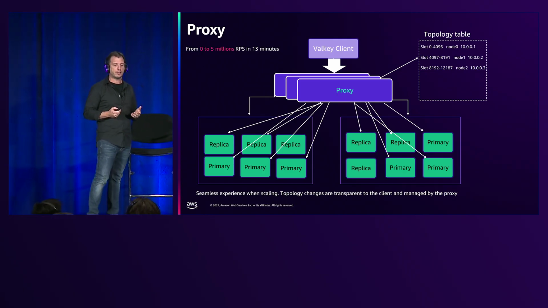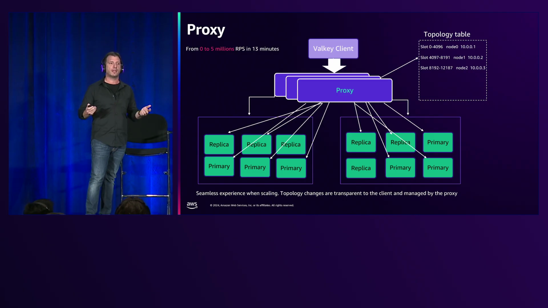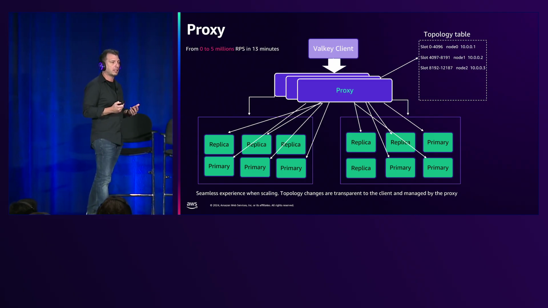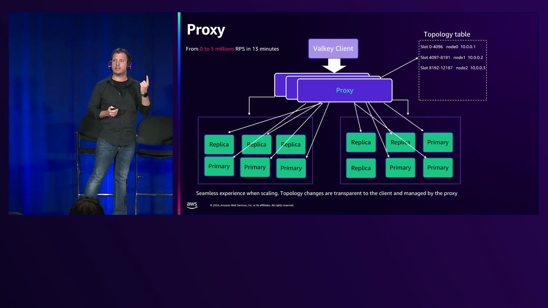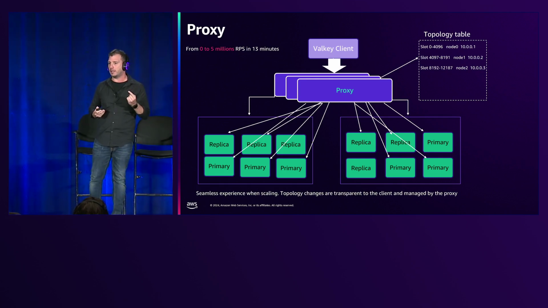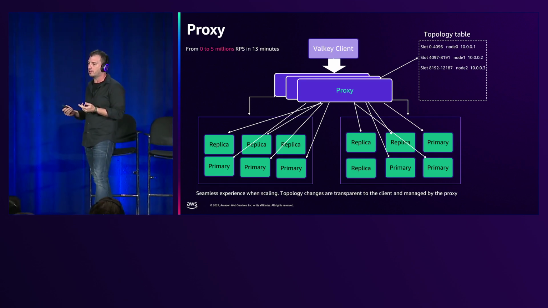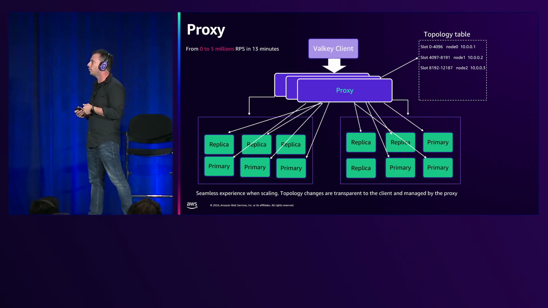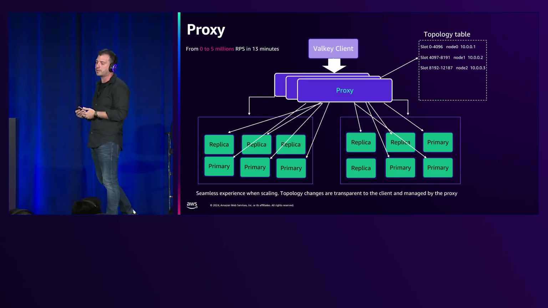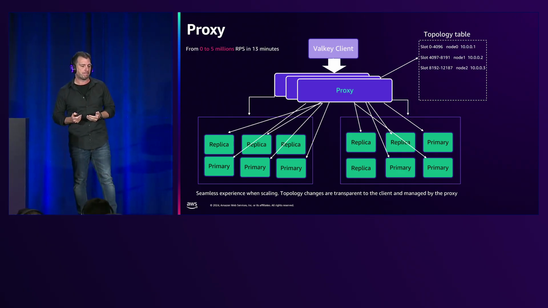So the proxy, with all this technology, allows us to support a huge scale of hundreds of connections behind the scenes, while we require the client to manage only a single connection. And with all of that, it can also support a huge scale of throughput. As Abby mentioned before, we can jump from 0 to 5 million requests per second in 30 minutes.